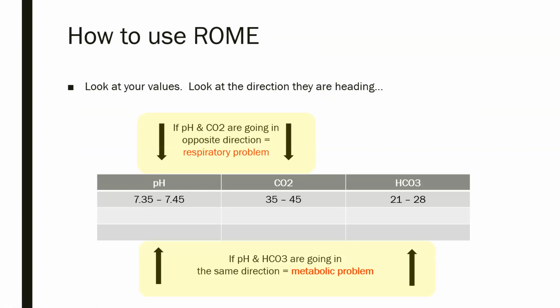So how to use ROME: you're going to look at your values, and look at the direction they are heading. If the pH and CO2 are going in opposite directions, you have a respiratory problem. If your pH and bicarb are going in the same direction, you have a metabolic problem.